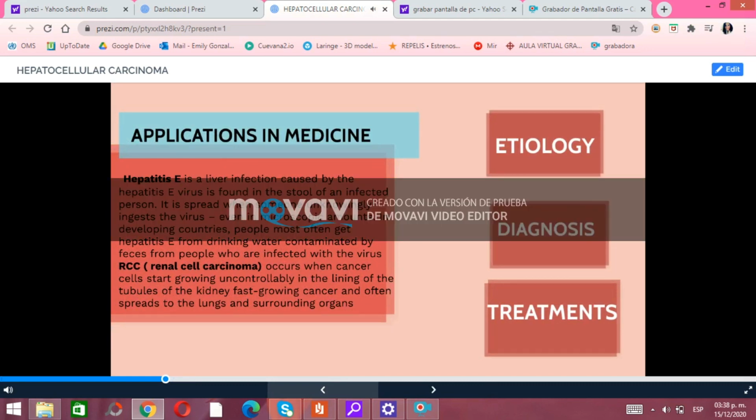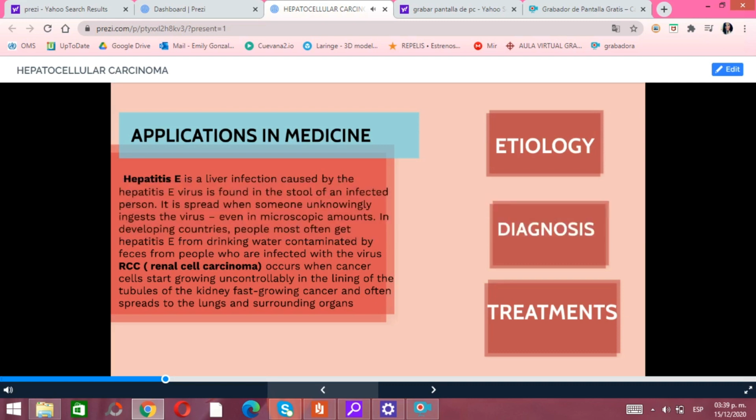RCC, renal cell carcinoma, occurs when cancer cells start growing uncontrollably in the lining of the tubule of the kidney. Fast-growing cancer often spreads to the lung and surrounding organs.